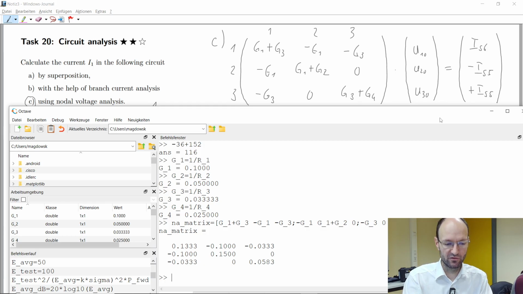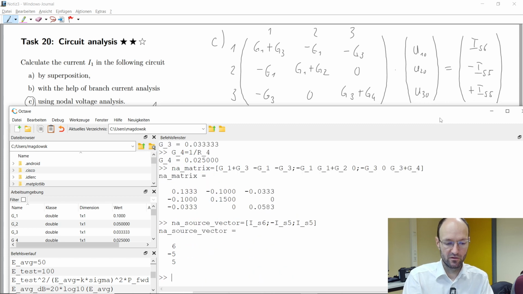And so then we have the nodal analysis source vector, and in this we have IS6 minus IS5 and plus IS5. And then this one looks like this.